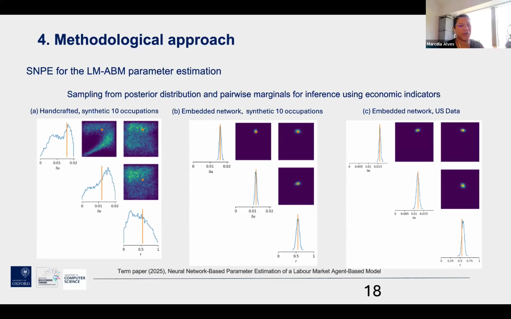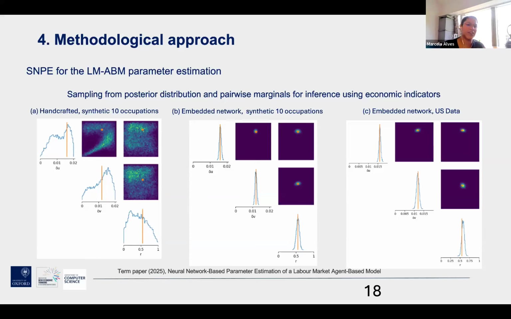So what we have here, the first image, is the posterior when I do the dimensionality reduction with a list of predefined statistics. The orange line is the real parameter I used on the ABM, but of course, when I did the parameter estimation, I pretended I didn't know this value, so here it is just for visualization. Picture B is when I use an embedded network to learn the summary statistics, the dimensionality reduction of the data, and we see that it's much more aligned with the real data we have.